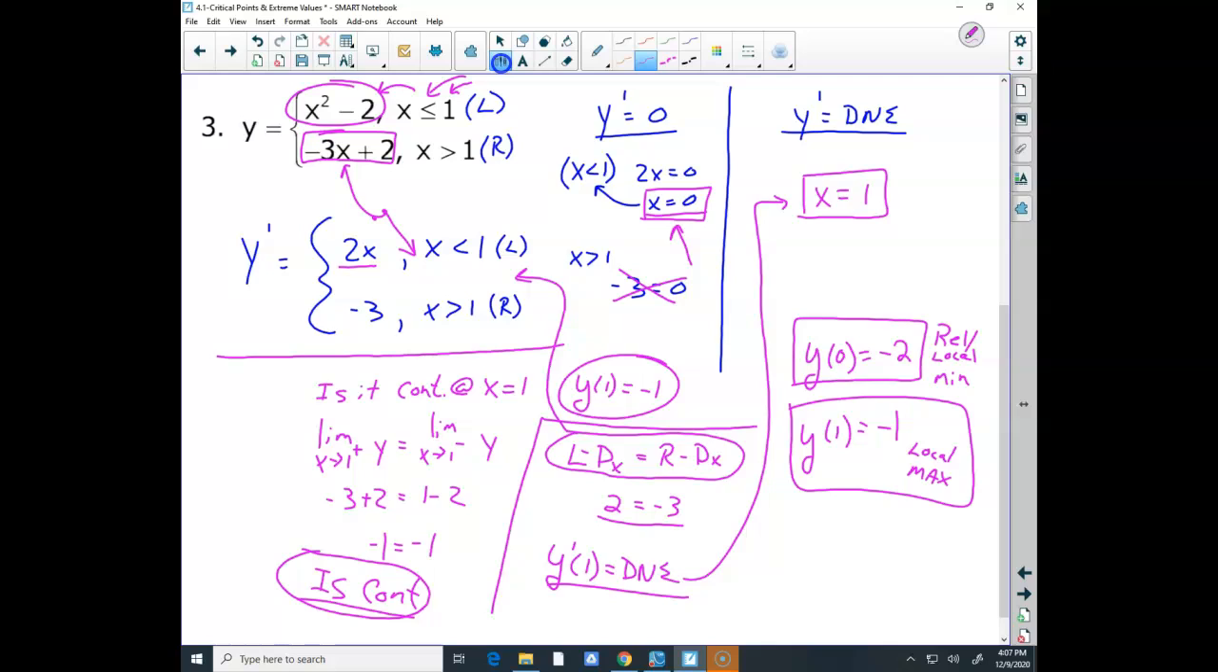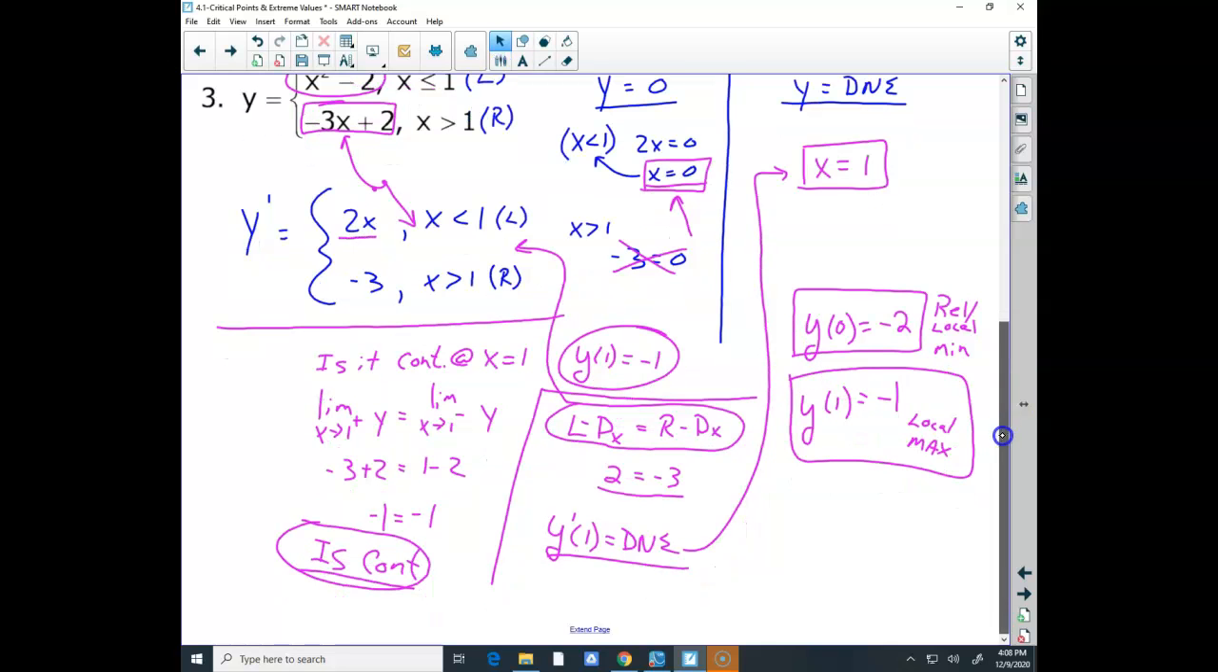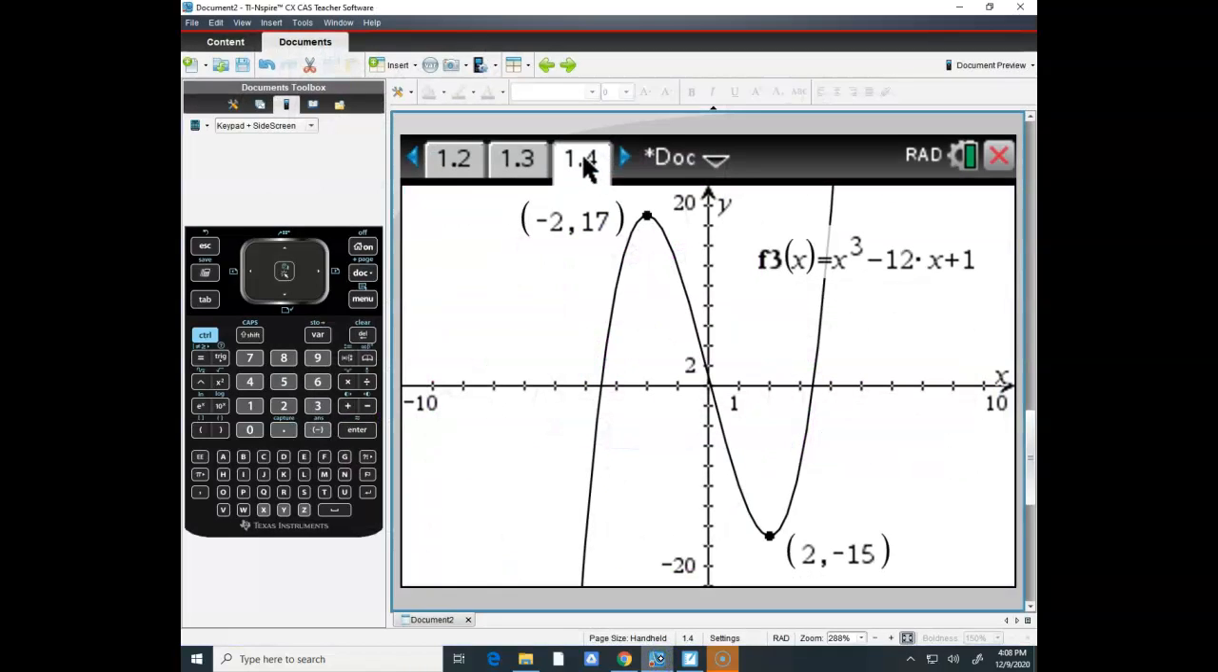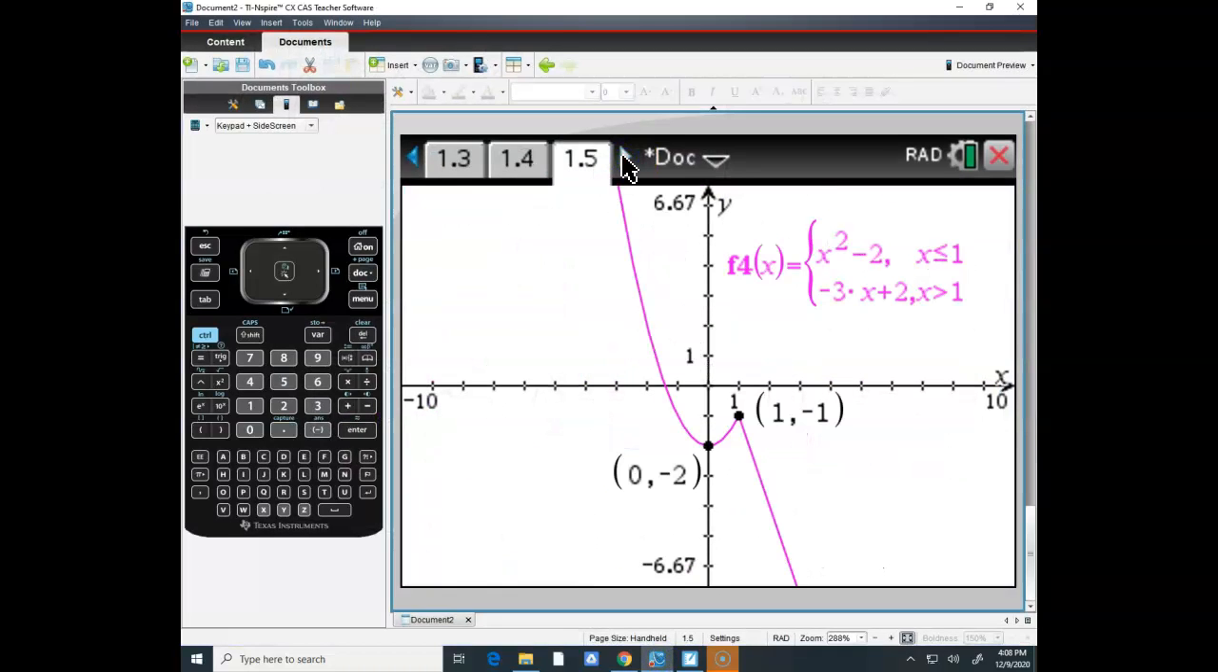My extreme values occur at (0, -2) and (1, -1). The actual minimum is negative 2. The actual maximum is negative 1. Did I get that graph correctly in my thought process? I don't know. I've made mistakes before. I think I probably made a couple today already. And there's the graph of that piecewise function. Well, I'll be a dirty bird. Look at that.